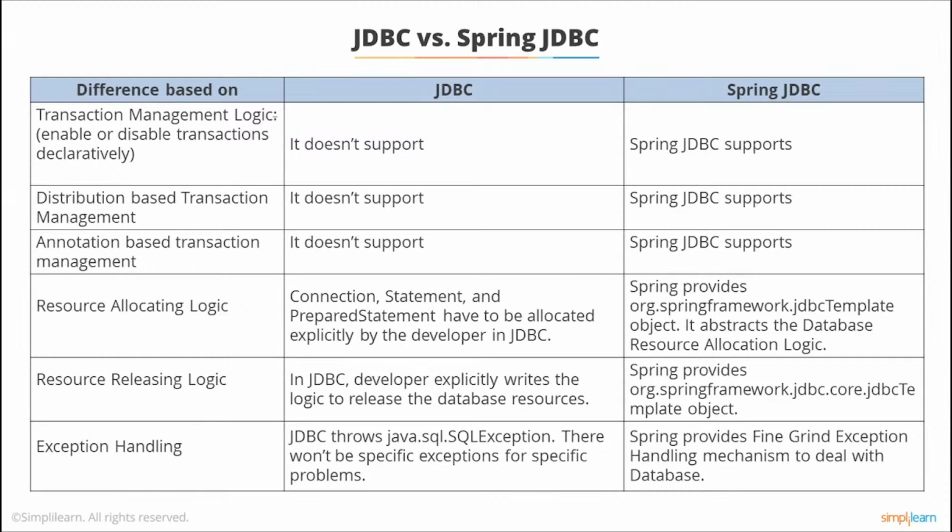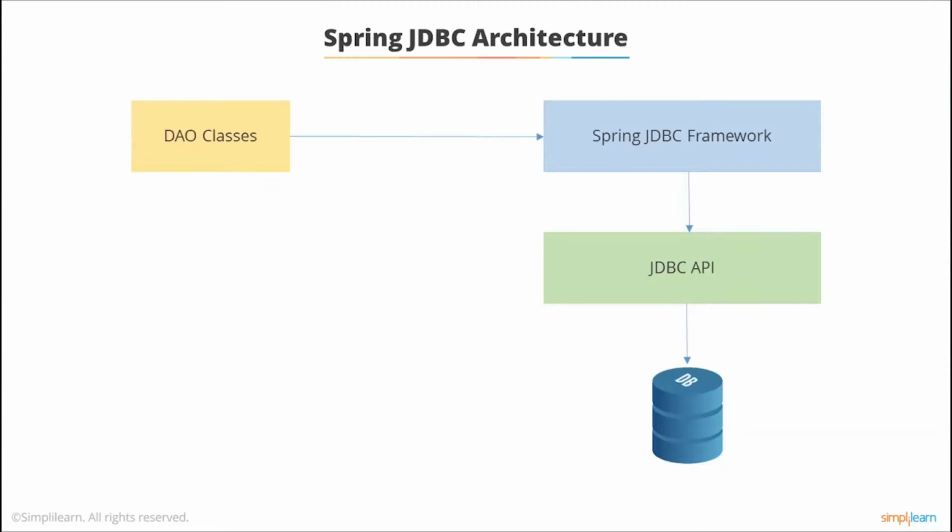Exception handling. JDBC throws Java SQL exception. There won't be specific exceptions for specific problems. And Spring JDBC provides fine-grained exception handling mechanism to deal with database. So here we see the DAO classes connecting to the Spring JDBC framework, which is an additional layer, which then connects to the JDBC API and finally talks to the database.